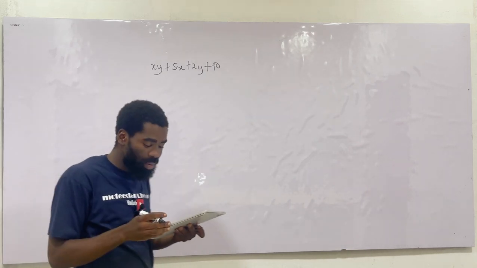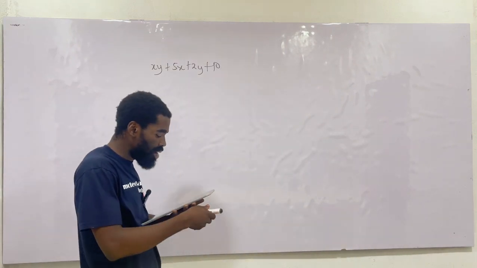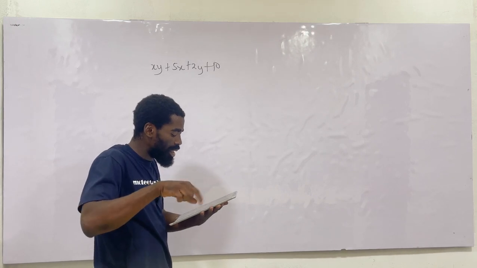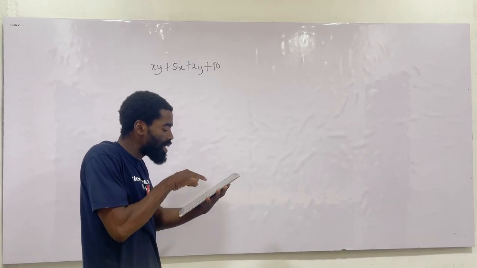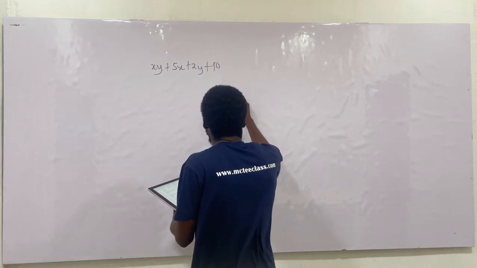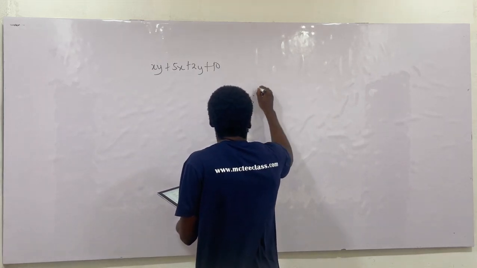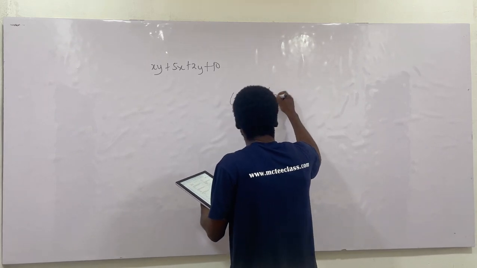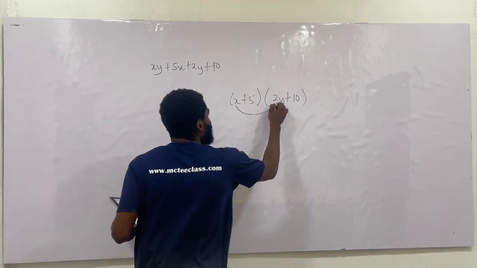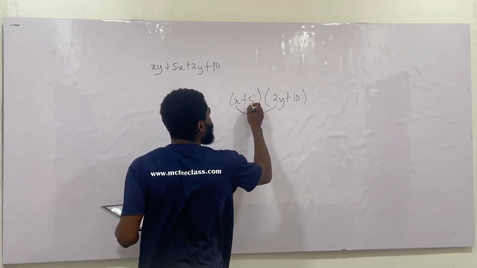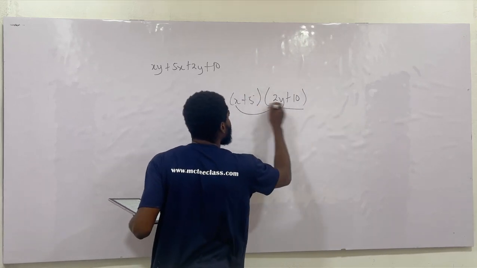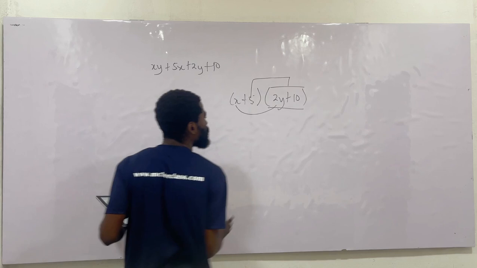Now, let's try the first one. If you look at the first one, you have x plus 5, that's in brackets, times 2y plus 10. Now, let's open the bracket. Let me just do the first one so you see how the multiplication of two binomials is done for those who don't know how that is done. You take this one and multiply everything here, then this one also multiplies everything. So this one will go with everything, then this one goes with everything as well.